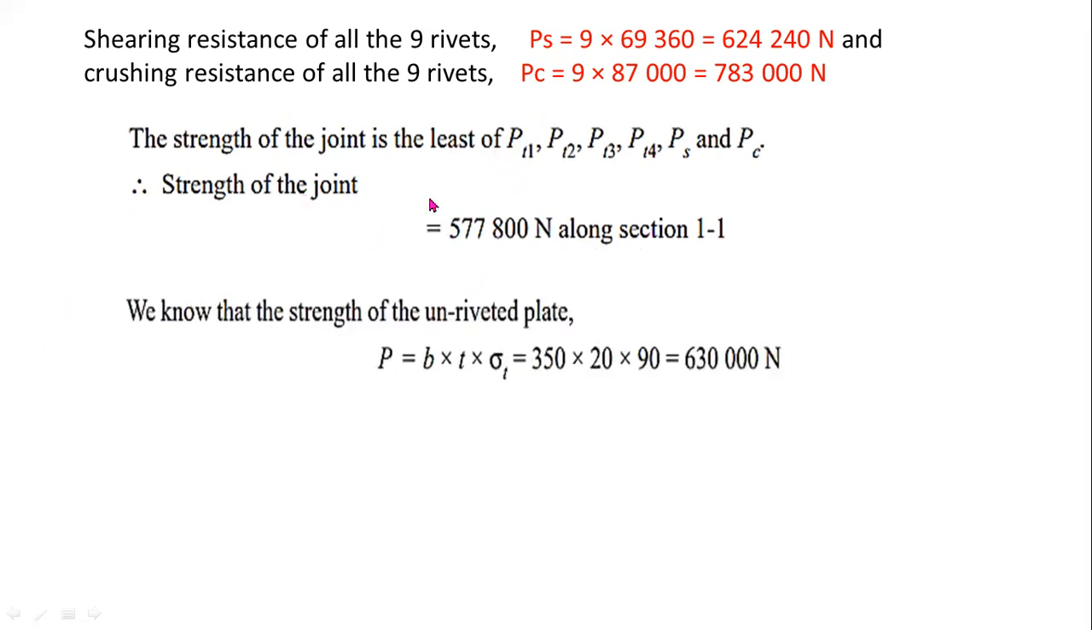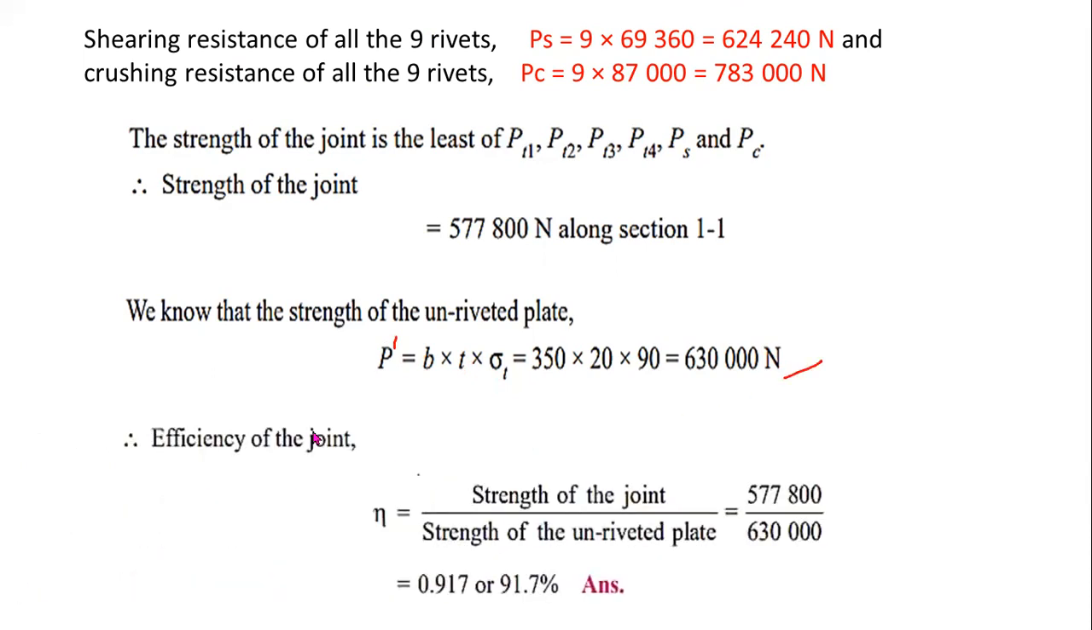After getting the strength of the joint, you have to determine the strength of unriveted plate. P dash equal to B into T into sigma T is the strength of the unriveted joint. Now we have to determine the efficiency of the joint. Efficiency equal to least strength of the joint, that means least value of PT1, PT2, PT3, PT4, PS, PC divided by strength of unriveted joint. So the efficiency of the given joint is 91.7%. Okay, this is the answer.